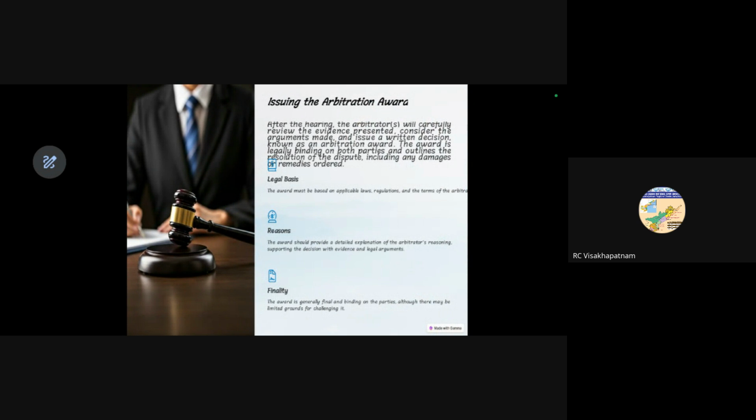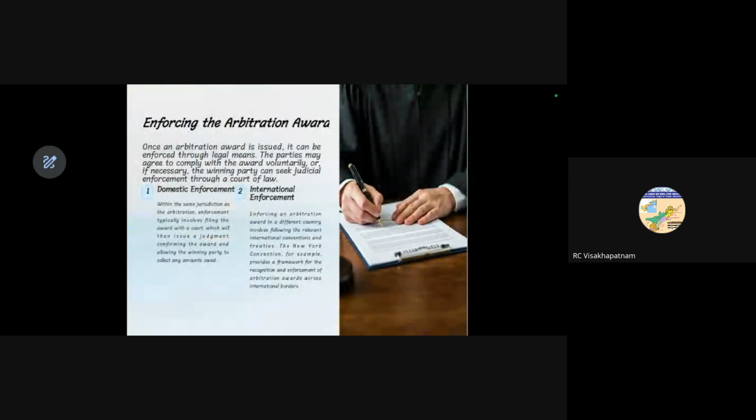Issuing of the arbitration award: based on this evidence and arguments, the arbitrator or arbitrators make a written decision known as the arbitration award, which is legally binding on the parties. If any party in future violates that award, the other party can go to the court. Enforcement of arbitration award: the award can be enforced domestically, and at the same time internationally also.